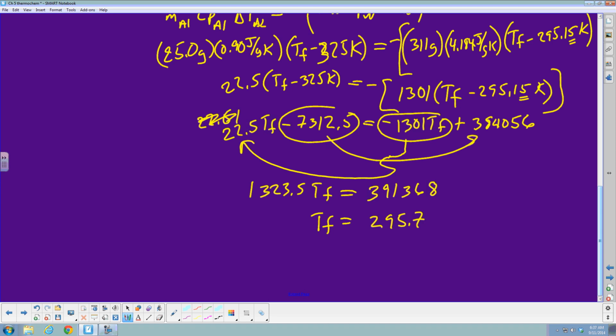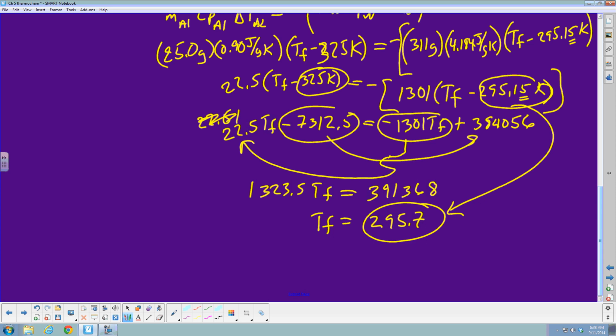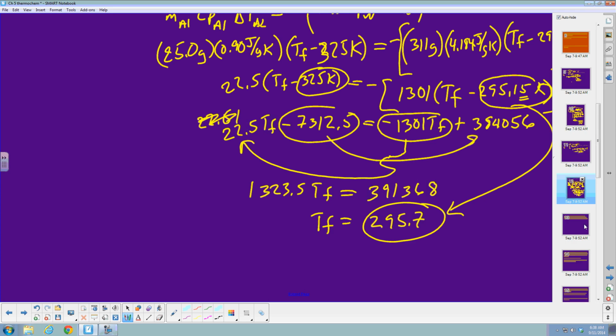I guess it does. It means that the temperature of my water was only slightly affected by that aluminum because I had so much water. However, the temperature of my aluminum was very much affected. Okay, you guys try the next one. Bring me back when you are ready. Here it is.